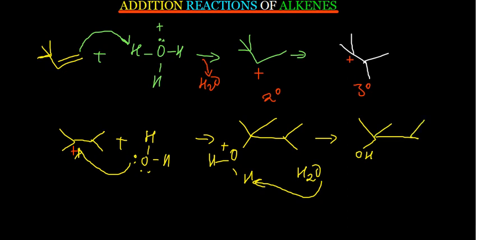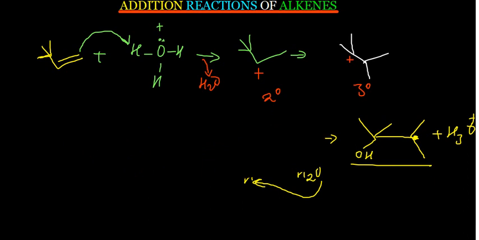Then you are going to have this. So this will be the product, and also H3O+ as a product. So this is the final product in this kind of reaction, and this is the major product that is being produced after the rearrangement got to happen.